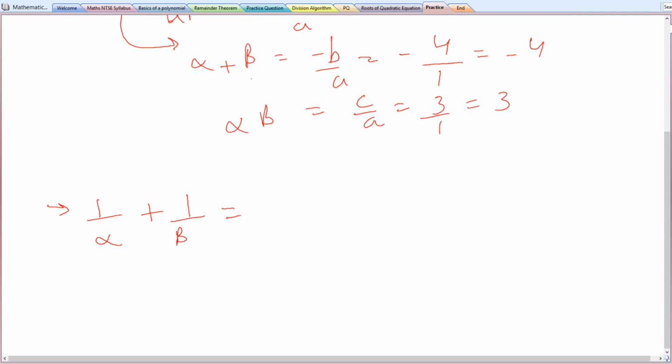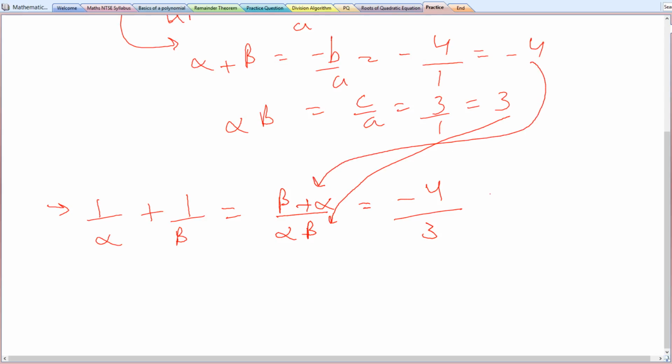So let's try this out. We'll take the LCM. So alpha plus beta was minus 4 and alpha beta was 3. Right? We just found these values out. So what will 1 by alpha plus 1 by beta be? That will be minus 4 by 3. Congratulations to those who got the answer right. That's great work. Now let's find the value of this.